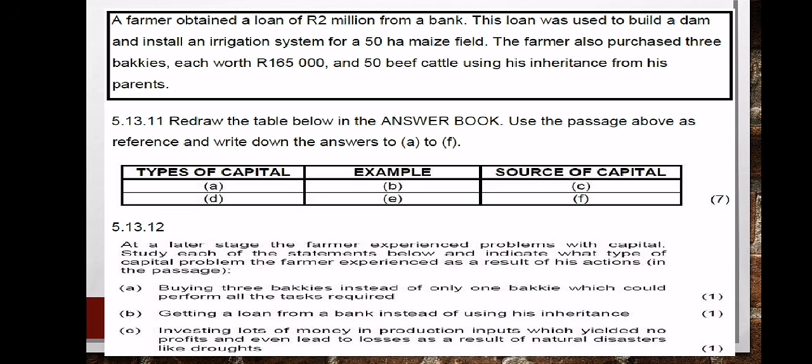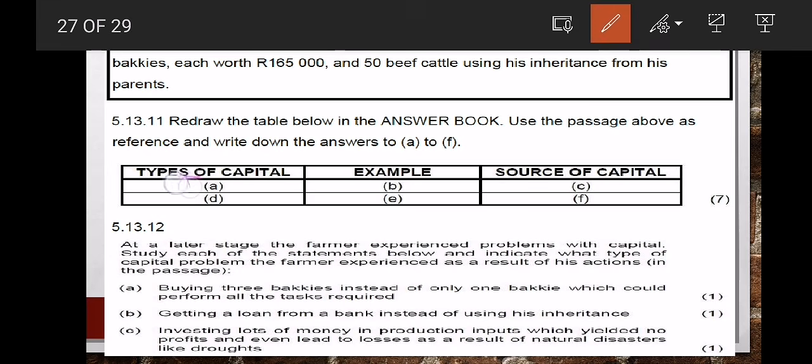Type of capital. Example of that capital. Source of getting the capital. There's a type of capital. We have fixed capital. One of the fixed capital that we have there is a dam. There is land, the maize field. There is also the irrigation system. They said the farmer built a dam and irrigation system with money that he got from where? From a loan. Simple.